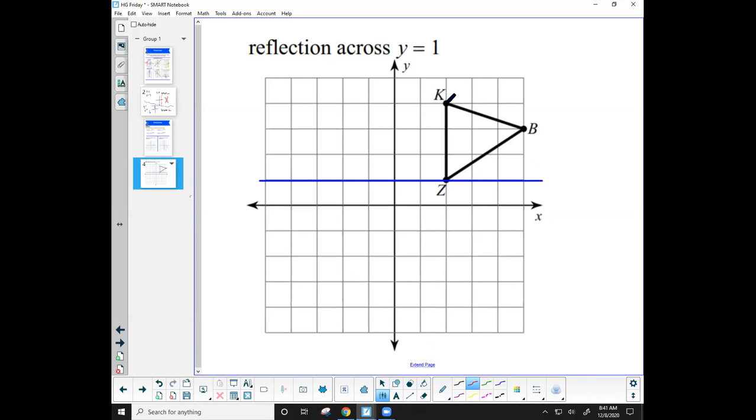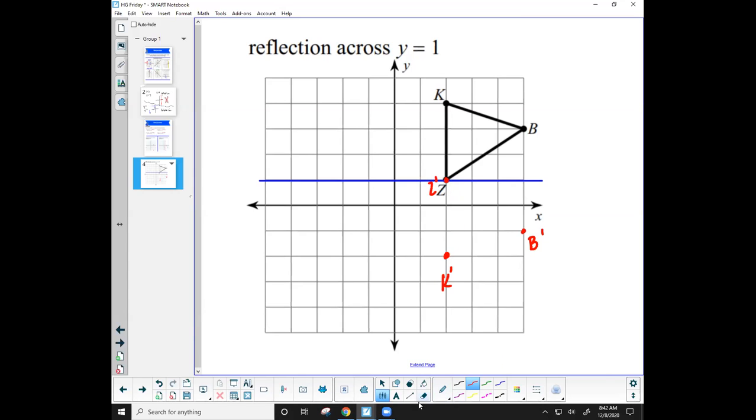So for instance, K is 1, 2, 3 steps from that line. So I need to go 1, 2, 3 steps in the opposite direction. This is K prime. B is 1, 2 steps away from the line. So I got to go 1, 2 steps in the other direction. That's B prime. Now Z is 0 steps from that line because it's right on it, right? So when I reflect over it, it needs to go 0 steps. So this is also Z prime.